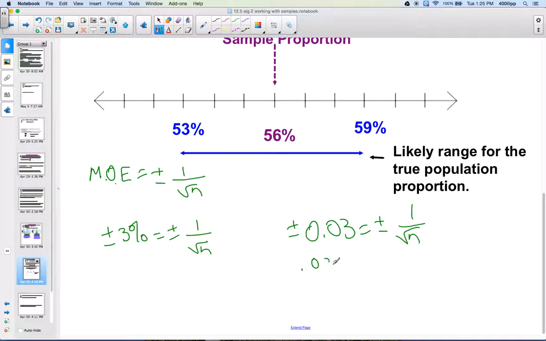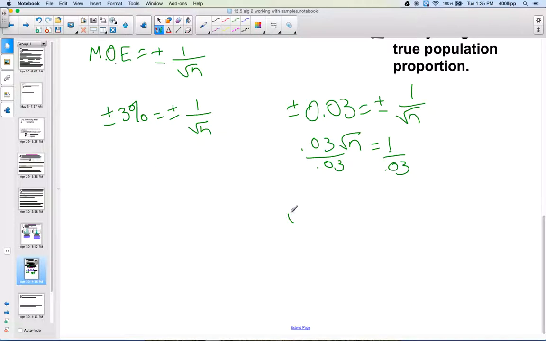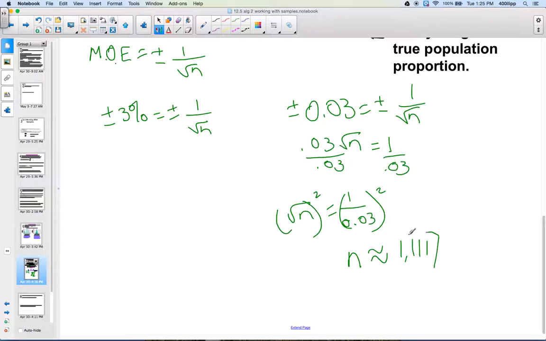So we have 0.03 times the square root of n is equal to 1, dividing both sides by 0.03, just to show all the steps. We get the square root of n is equal to 1 over 0.03, and then we can square both sides. So n is about, I'm just going to plug this into my calculator, 1 divided by 0.03 is 33 1/3. I'm going to square that, and I'm going to get about 1,111 voters.